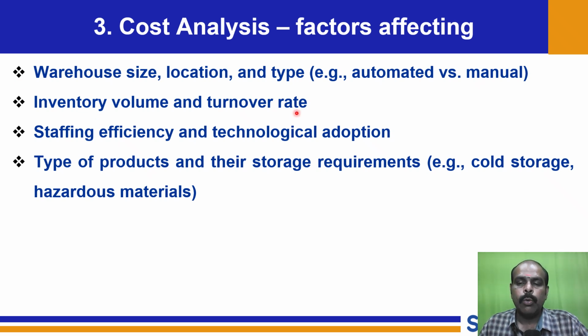Inventory volume and turnover rate. The volume, how much we handle, is going to be crucial, and also the turnover we make out of it. Staffing efficiency and technological adoption is another important part, and so are the types of products and their storage requirements. This is another crucial aspect which we need to consider, and altogether they directly affect the cost analysis.